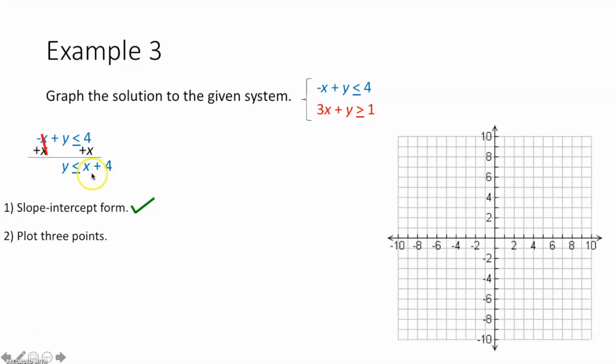Well, again, we start with the y-intercept. y equals mx plus b. This plus b, that's your y-intercept. So that would be 4. That means at 0, 4, we're going to put a point. That is the y-intercept of this linear inequality.